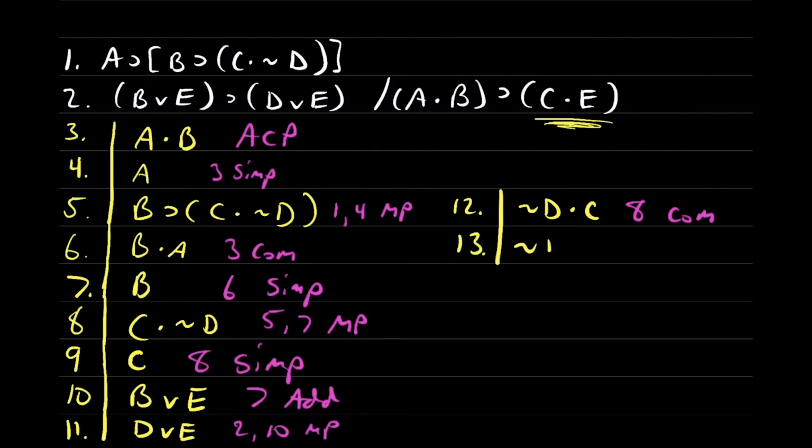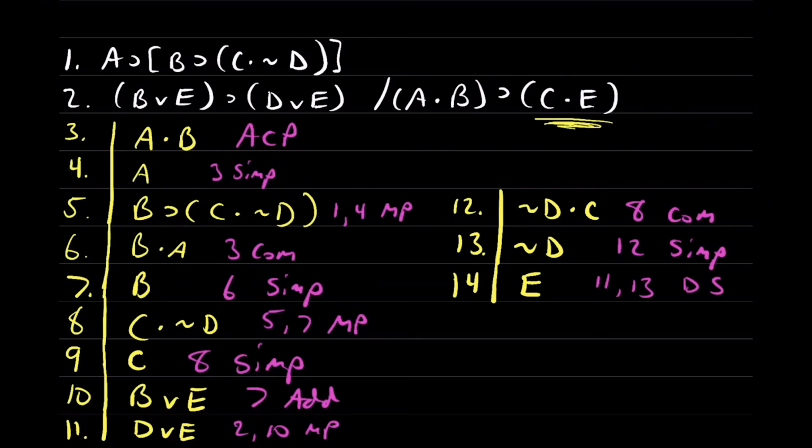We're going to simplify and get not D. Line 12, simplification. And now from line 11 and 13, we know that E has to be true, still inside this vertical sequence. So line 11 and 13 by DS, disjunctive syllogism.